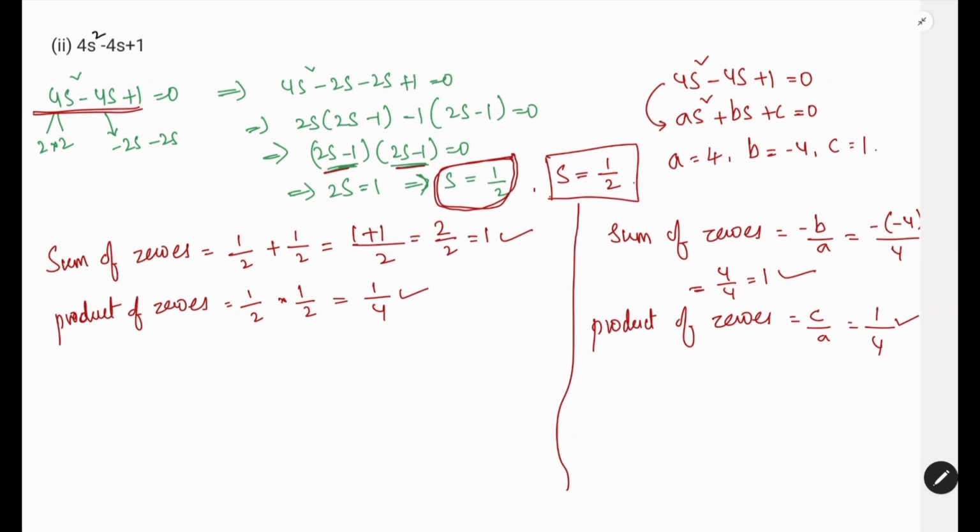Okay, next one, 6x square. We will make this a proper polynomial: 6x square minus 7x minus 3. Here the x term should come in the middle. Here 6 3s are 18. Now express 18 in a form so that this can be added or subtracted.